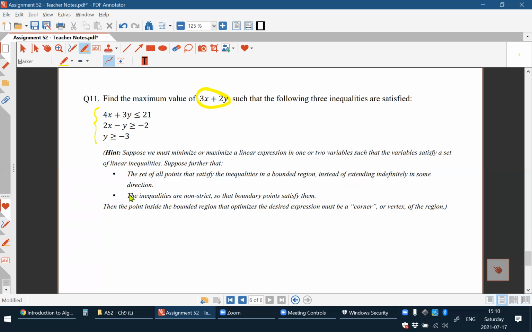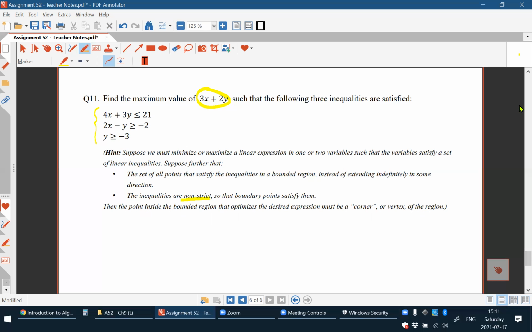And suppose further that the inequalities are non-strict, okay, non-strict, so that the boundary points satisfy them. Then the point inside the bounded region that optimizes the desired expression must be a corner or vertex of the region.